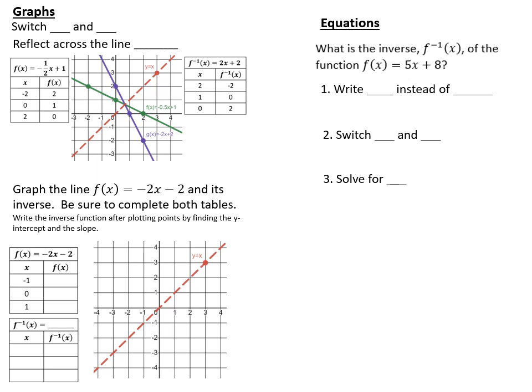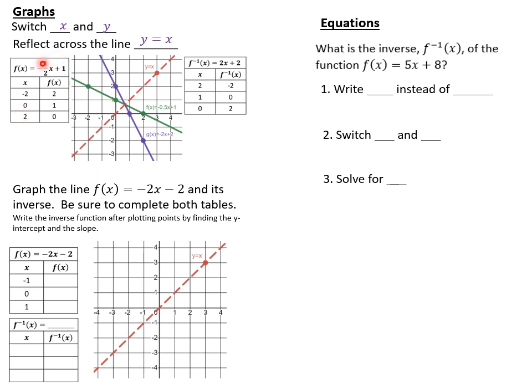Okay, if you have a graph and you want to find its inverse, you again switch x and y, and you reflect across the line y equals x. So here we take f of x equals -1/2 x plus 1. We've got the points -2, 2, 0, 1, 2, 0. Let's see, -1/2 times -2 would be positive. 2 times 2 is 1. 1 plus 1 is 2.